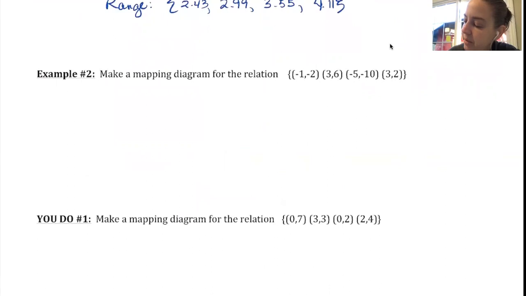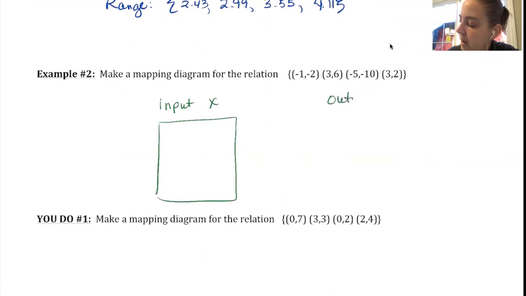The next one, example 2, make a mapping diagram. So we have our input, which is the X that goes in one box or one circle, and the output, which is the Y.